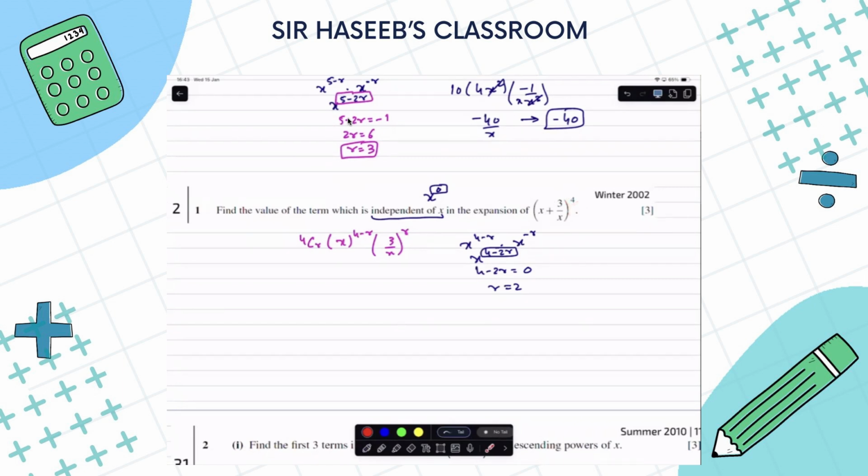So I will understand that the value of r has to be 2 in a very simple scenario like this. But again, this method is foolproof, going to work 100% of the time. 4C2, x power 4 minus 2, 3 over x power 2. That's 6 into x squared into 9 over x squared cancels out. 54. Got it?